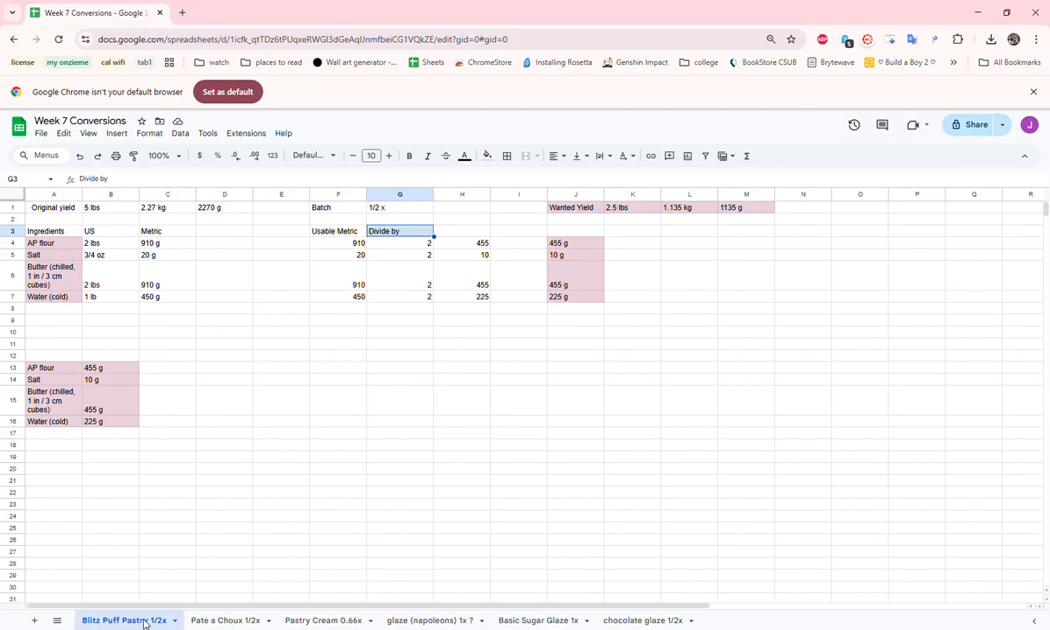So here we have the pastry puff, which is original yield of 5 pounds, 2.27 kilograms, and 2,270 grams, with a batch of half of it, or 0.5. Our wanted yield is 2.5 pounds, 1.135 kilograms, and 1,135 grams.